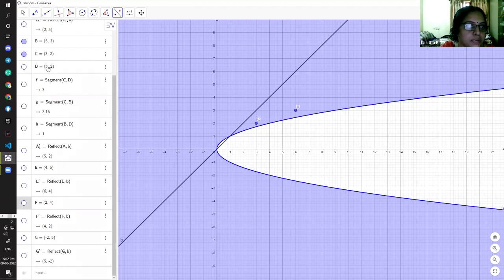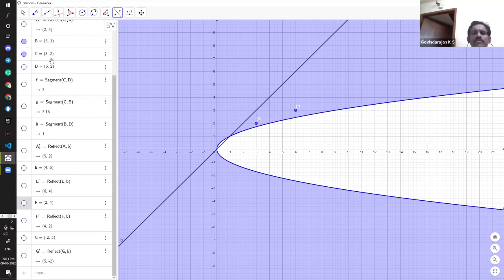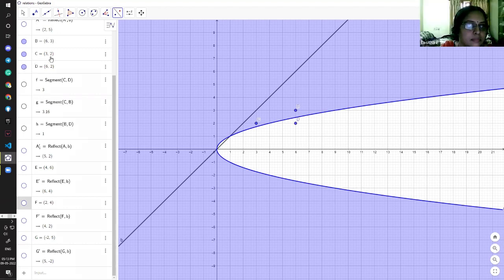The relation should be from where to where? 6 to 3. It should have been 2, 3, I think, right? 6 to 2, the resistor relation. No, correct, madam. 6, 3 and 3, 2. 6, 3 belongs to R and 3, 2 belongs to R. 6, 2 doesn't belong.